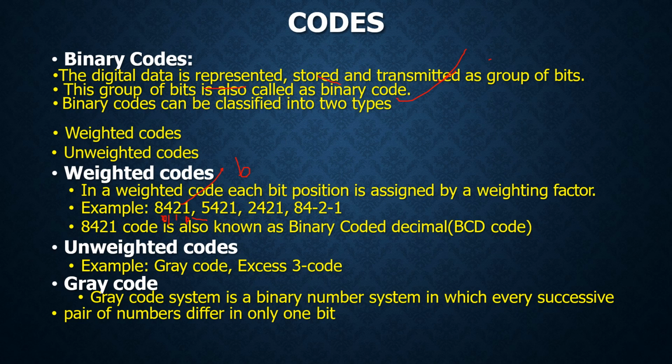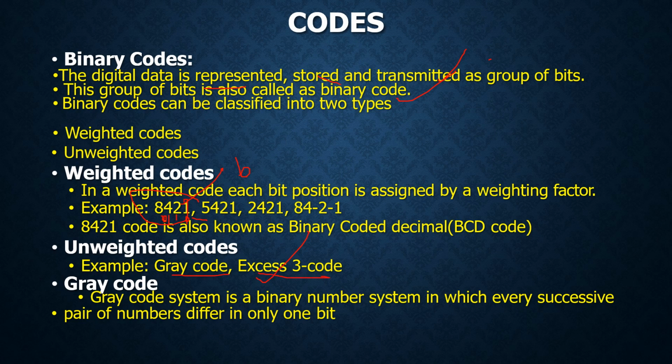So, unweighted codes. Unweighted means non-weighted. These are codes that are not positionally weighted. There is no positional weighing here. Whatever is present is just what is present. This means that each position within the binary number is not assigned a fixed value. Here there is a fixed value, right? Here there is no fixed value at all. For example, Gray code and XS3 code.